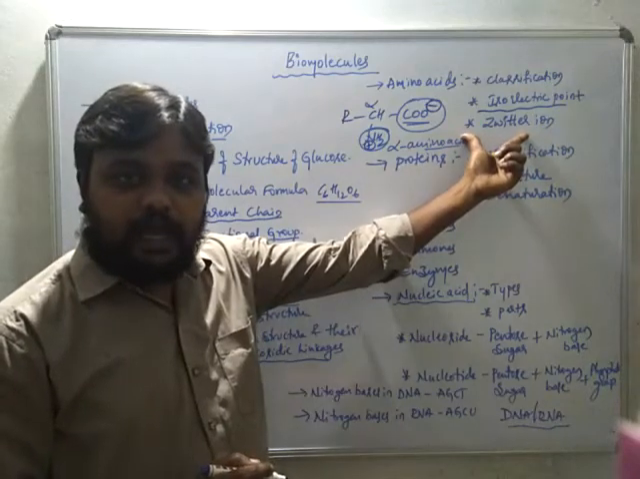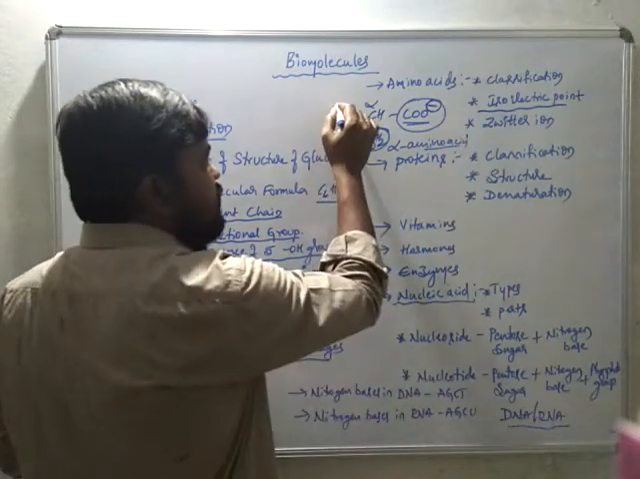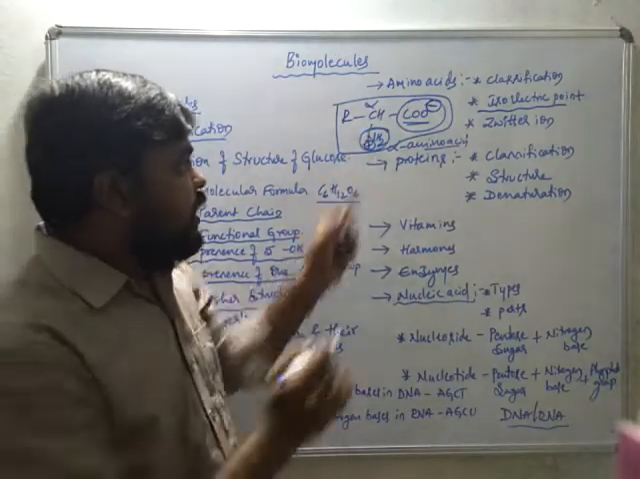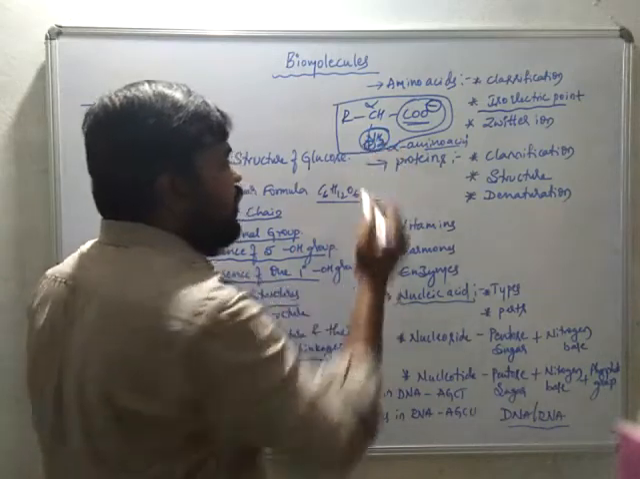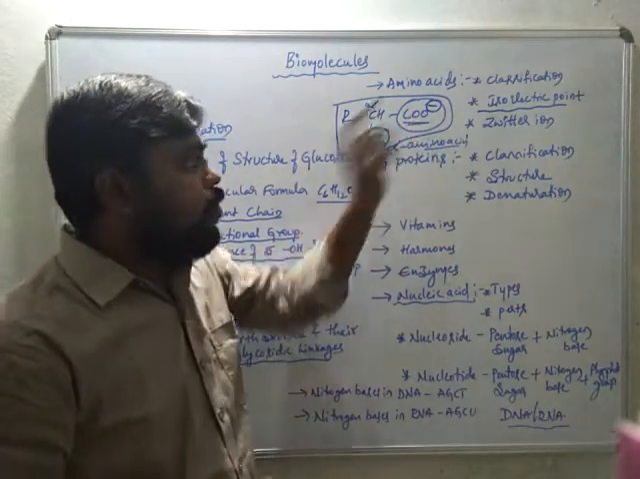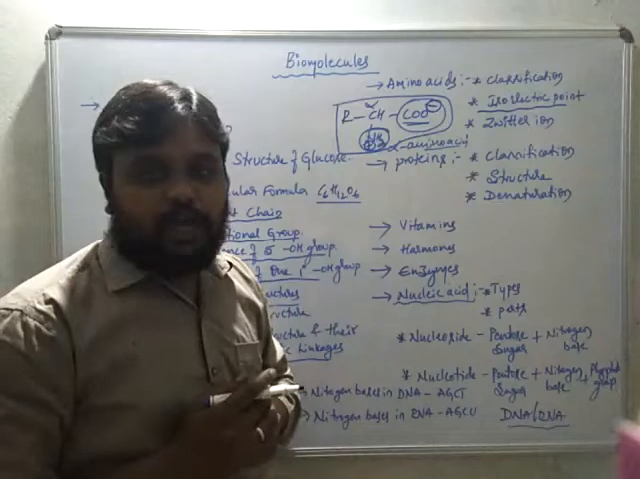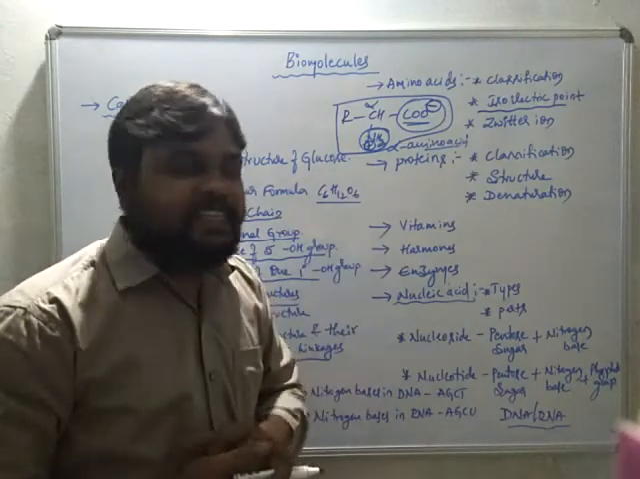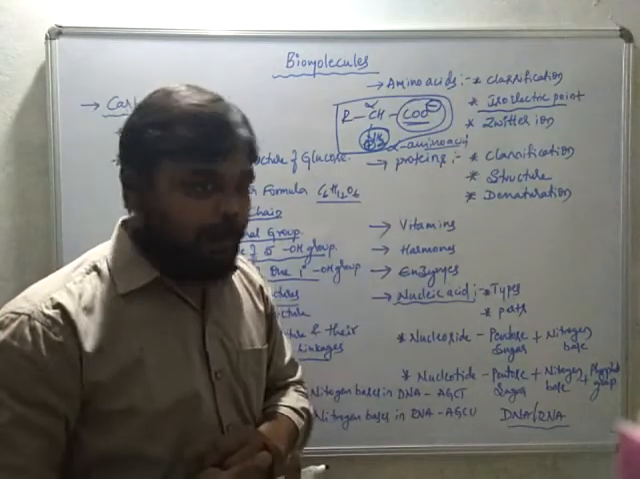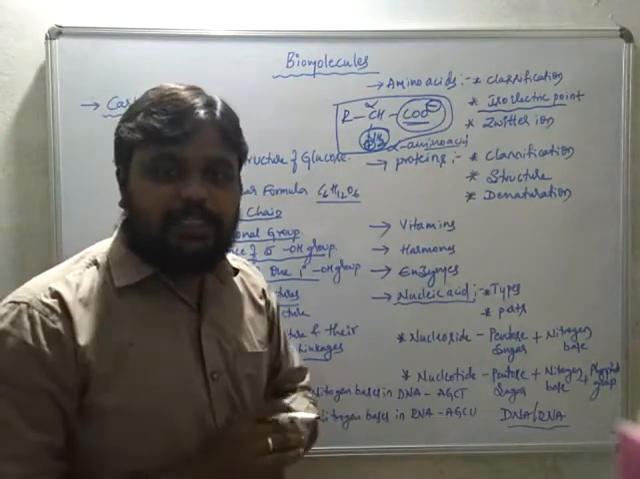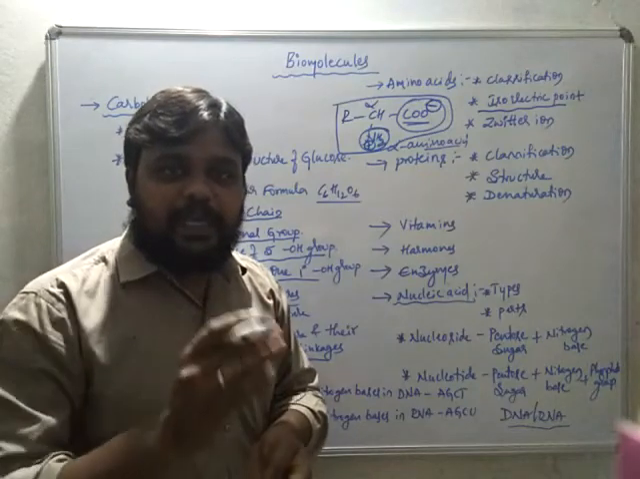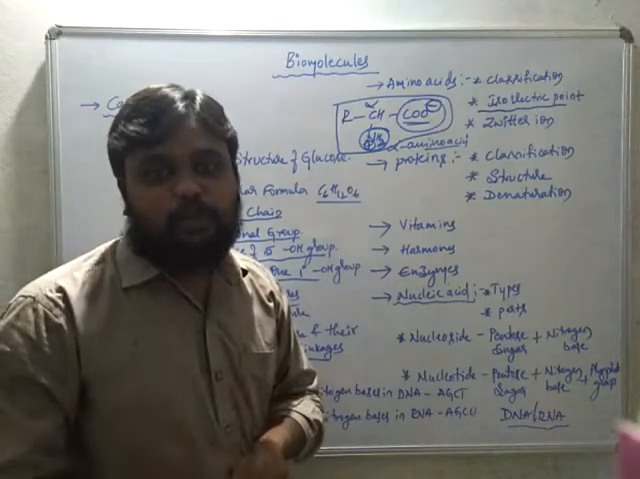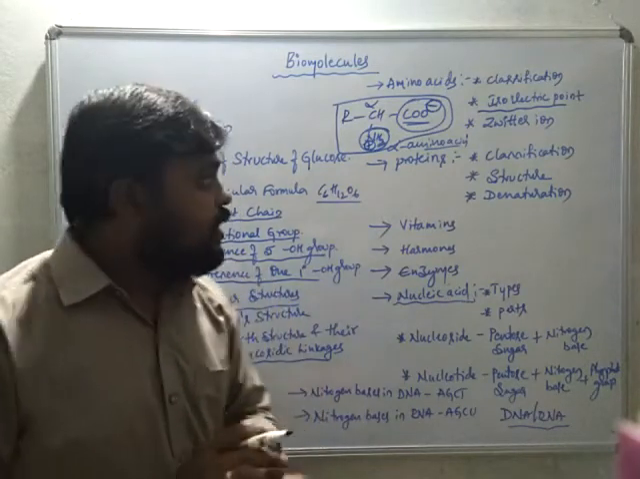Many times it is asked in competitive examinations, what is the general formula of the Zwitter ion? RCH NH3 plus and COO minus. This is the general formula of the Zwitter ion. What is a Zwitter ion? It's a dipolar ion existing at the isoelectric point. For different amino acids, different isoelectric points are there. The pH at which an amino acid does not migrate towards either cathode or anode is called the isoelectric point.